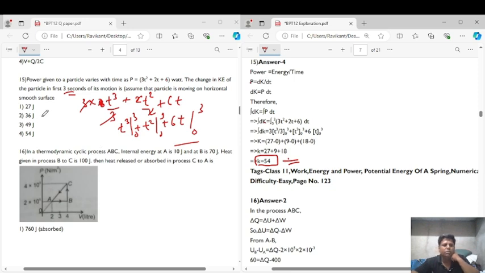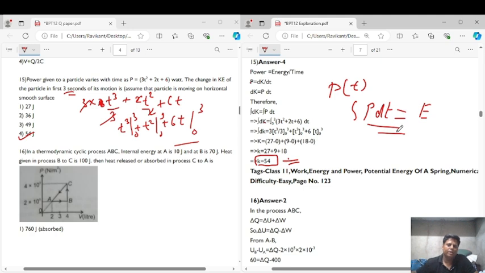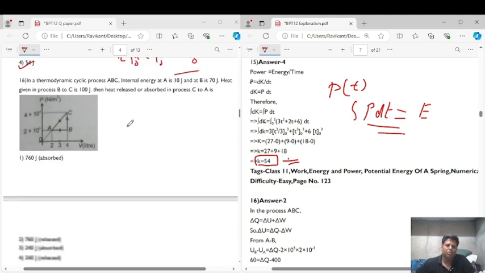So the correct answer for question number 15 is option 4, that is 54 joules. The basic concept used here is that if power is given as a function of time, then if we integrate power with respect to time, what we get is the energy, and in this case it was kinetic energy. So the correct answer is option number 4.